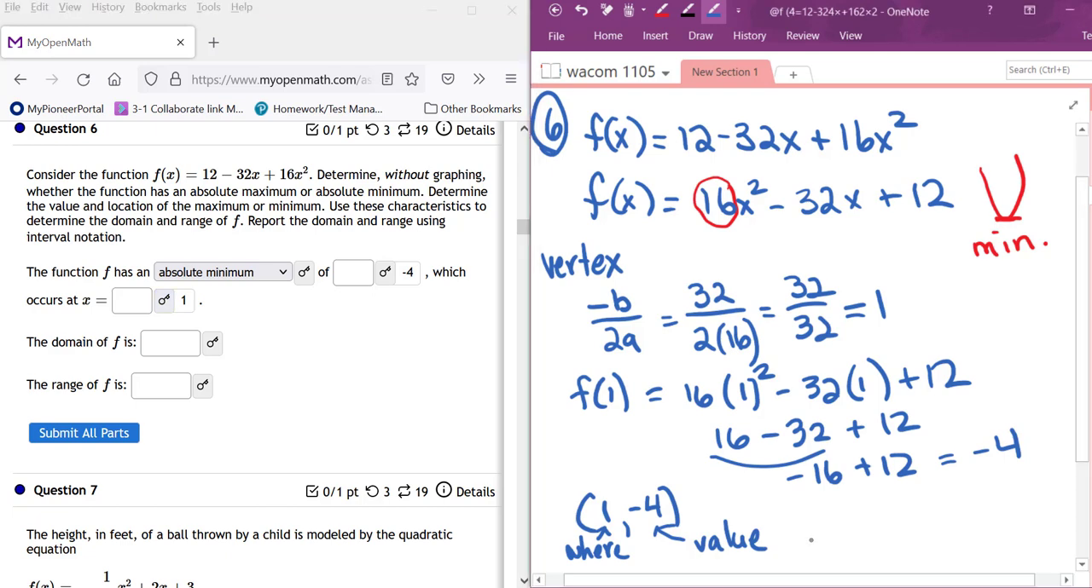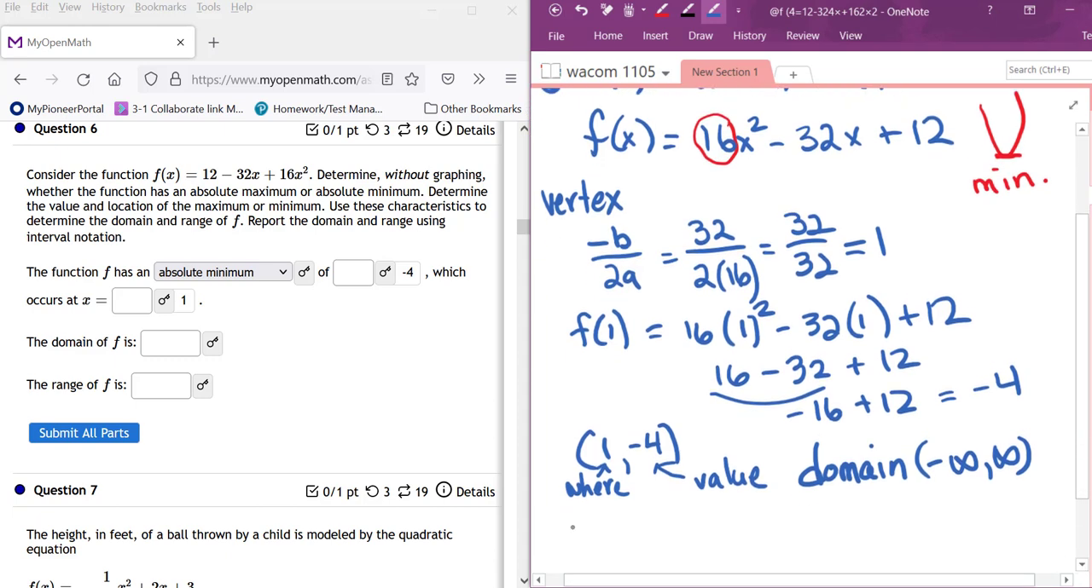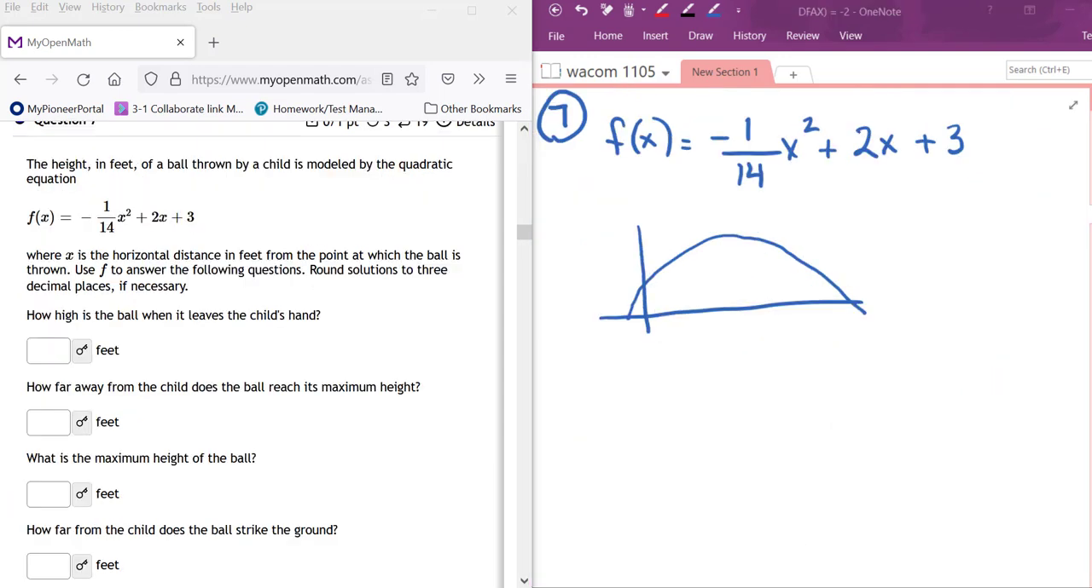For your domain, a parabola that is vertical in orientation is -infinity to +infinity. For your range, we'll work with the vertex. We said the vertex is 1, -4, and we have a minimum. So that is the lowest point, and it will go up. So the y of the vertex, -4 to infinity. Next, we'll have a look at question 7, a word problem.